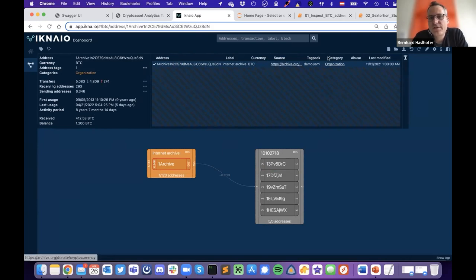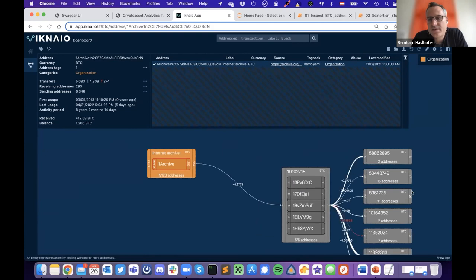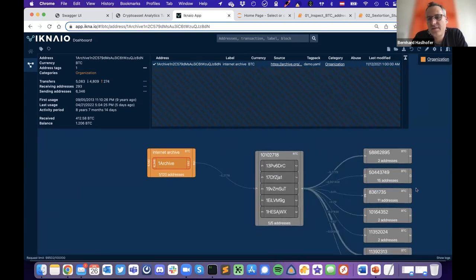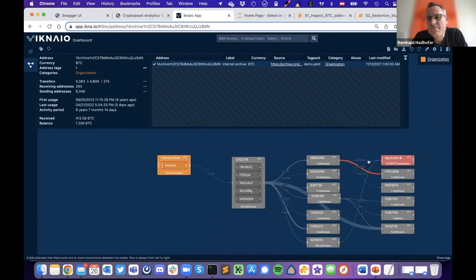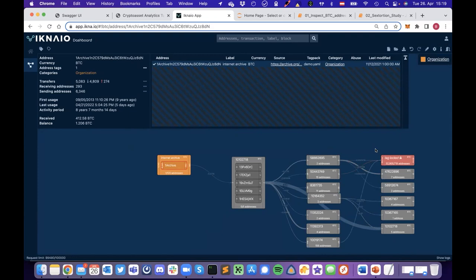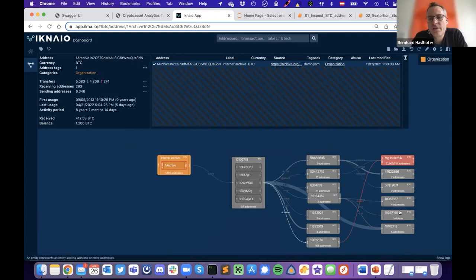And what we also have is some categorization information here. For instance, here we say, okay, this is an organization. And we have certain color codes for different types of entities. So there might be marketplaces, exchanges, different types of entities, and we color them using different colors. And if we do not know anything about a certain address or a certain entity, they remain gray. Okay, so gray means we don't know anything. Color means we know something.